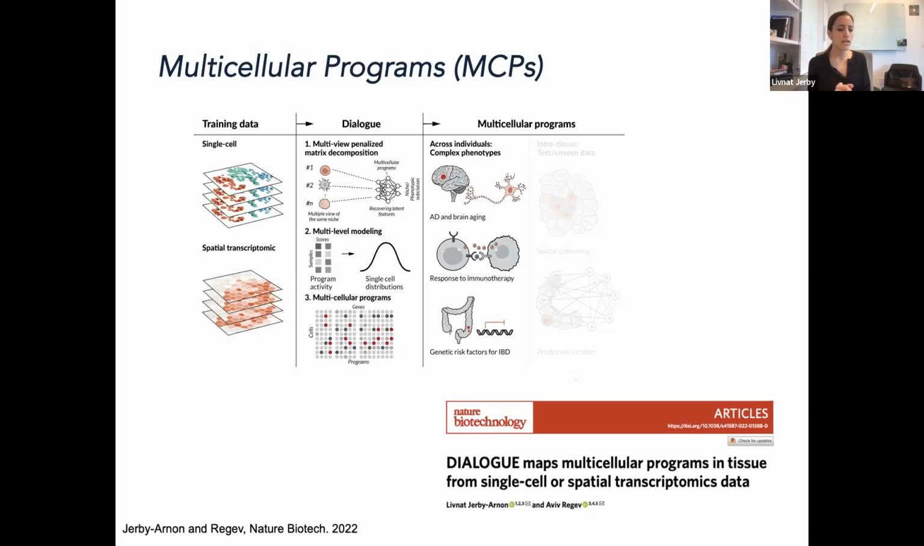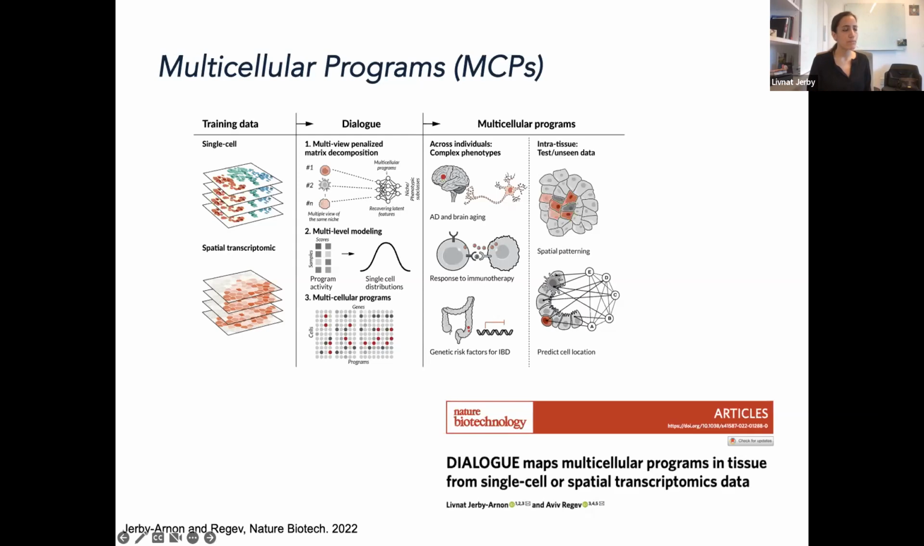And the interesting thing about these MCPs is that they explain variation in complex phenotypes. So if you regress out the MCP information, the residuals can no longer explain, at least in those data sets, these complex phenotypes. They also provided insights into genetic risk loci and environmental factors that predispose to disease. And I'm going to show these examples in a little bit.